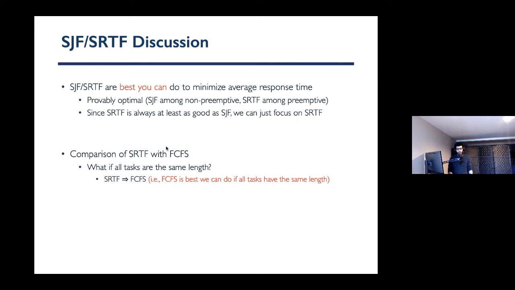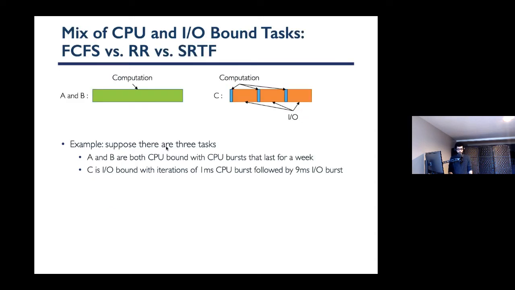So FCFS is as good as SRTF. But if you have tasks with varying length, then you have a proof that SRTF is better because it minimizes, and you don't have any proof for FCFS. It will really depend on the order of the tasks.